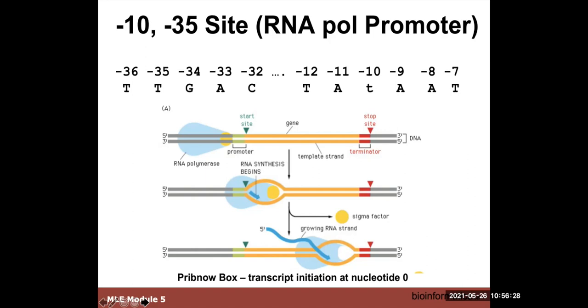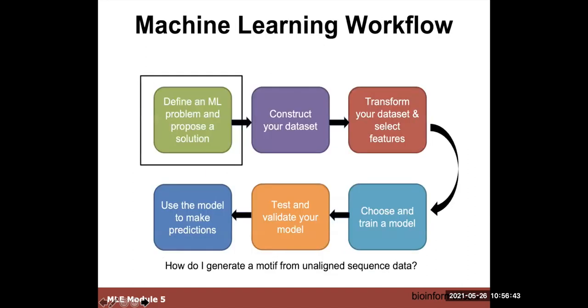This is not 35 bases upstream of the ATG site. It could be anywhere up to 200 bases away. But this is characteristic of what's called the Pribnow box. So we're going to be looking for promoter-like sequences similar to the Pribnow box.